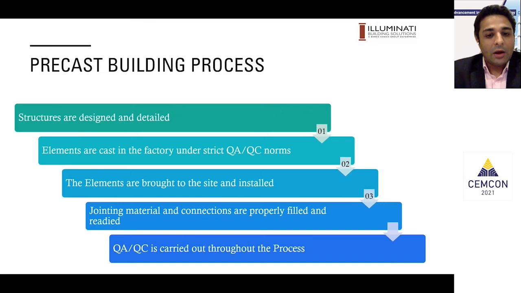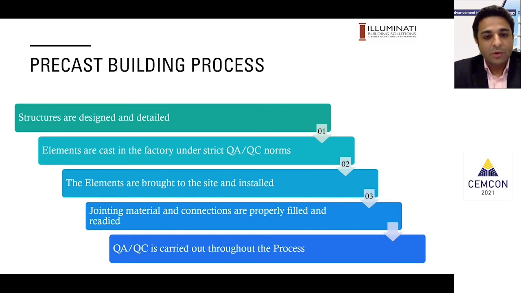Once that's done, the elements are safely transported to the site and installed using a crane. The jointing material, as per what is mentioned in the design, is properly done and filled and readied, and the structure is finished and handed over. The benefit of precast is that QA/QC is carried out throughout the value chain. Materials and different kinds of technologies are used, such as couplers, such as grouts. These things are used to enhance the overall finish and quality of the entire product.